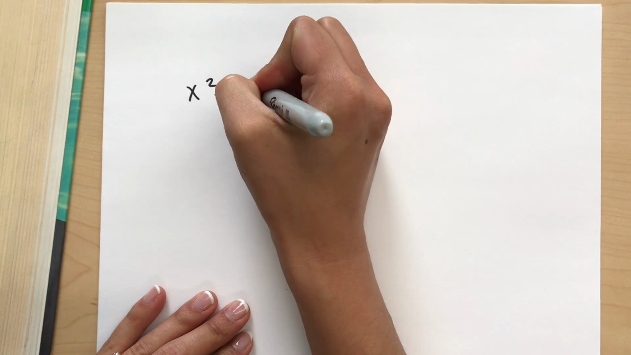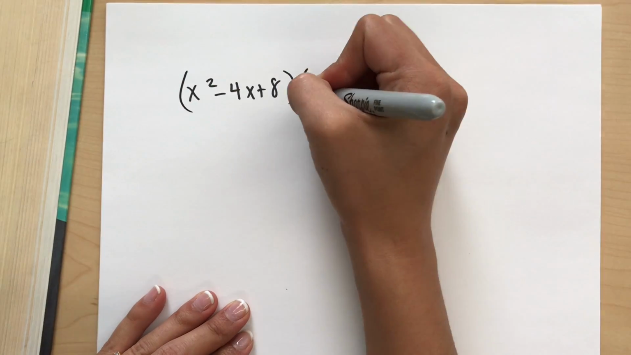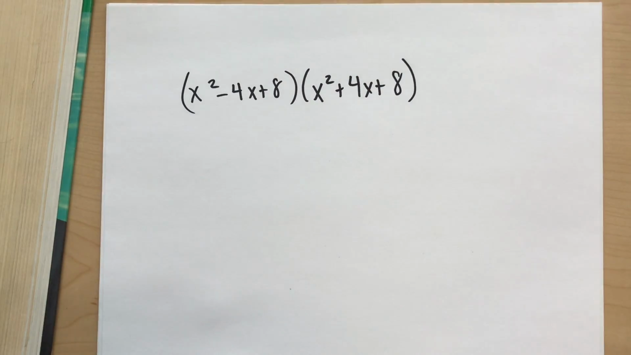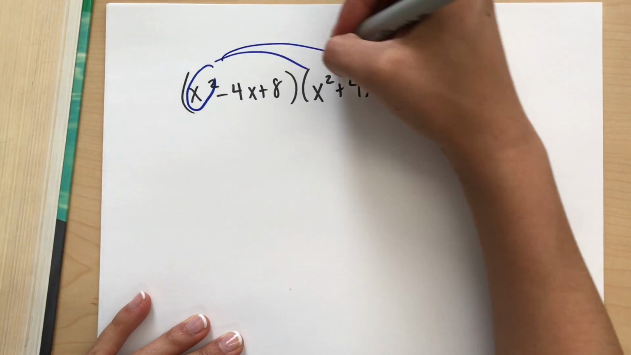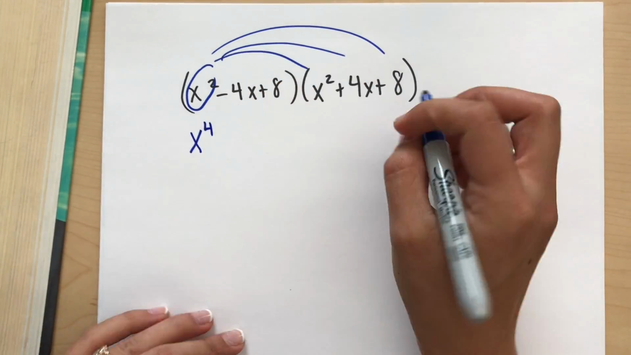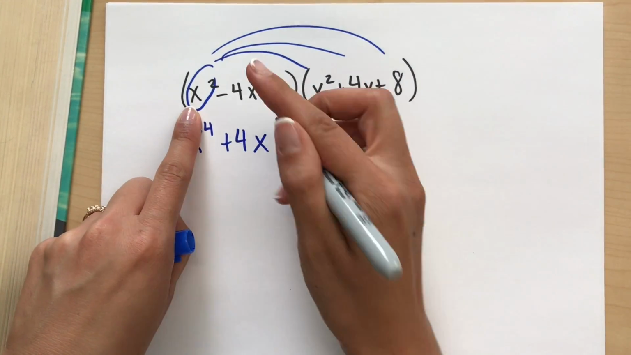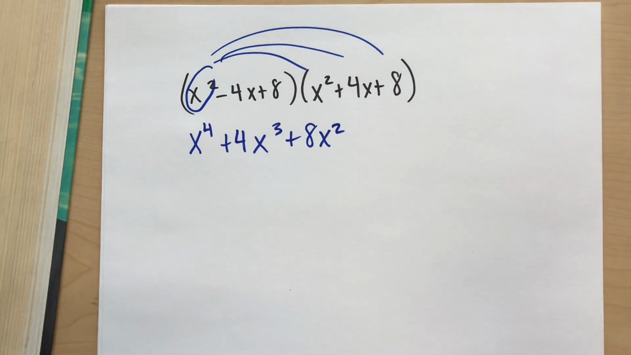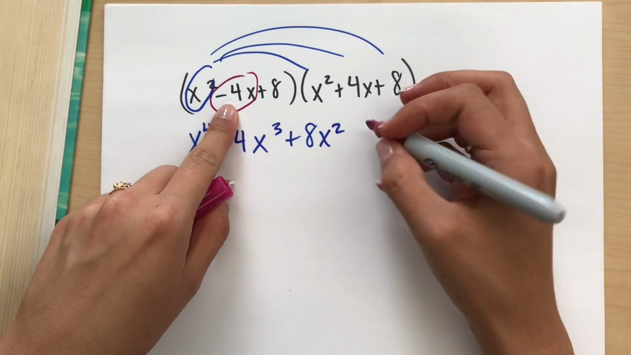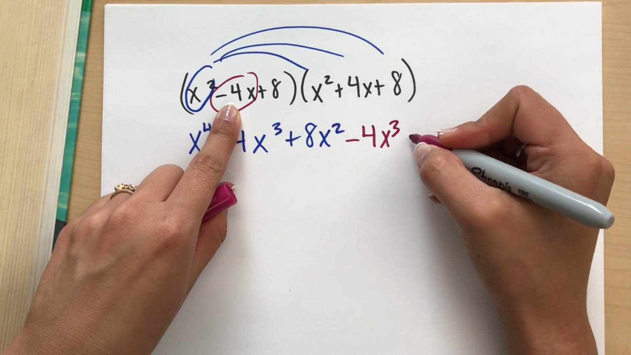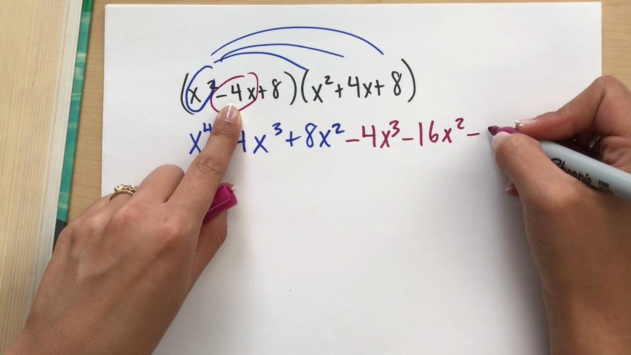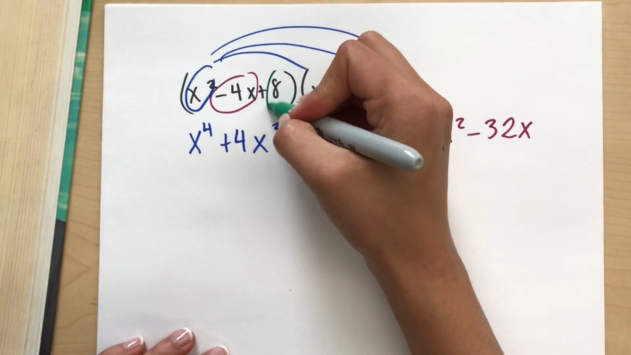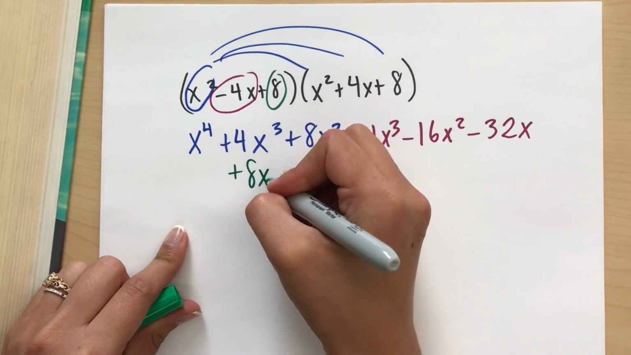Okay, so let's do another one. Let's say we have x squared minus 4x plus 8, and then x squared plus 4x plus 8. Now I have three terms. Again, I'm just going to take the first term and multiply it to all three terms in the second polynomial. I end up with, adding the exponents, x to the 4th plus 4x cubed plus 8x squared. Pause the video if you're having trouble following this. Then we take negative 4x, multiply it to all three terms in the second polynomial, and then I take 8 and do the exact same thing.